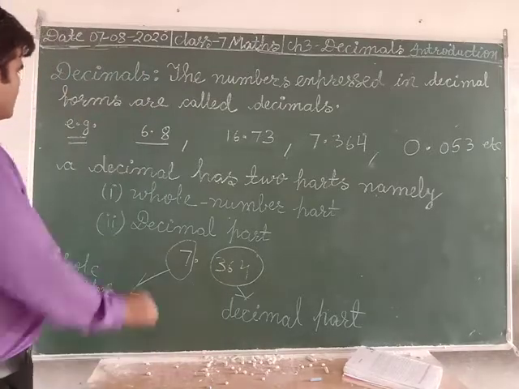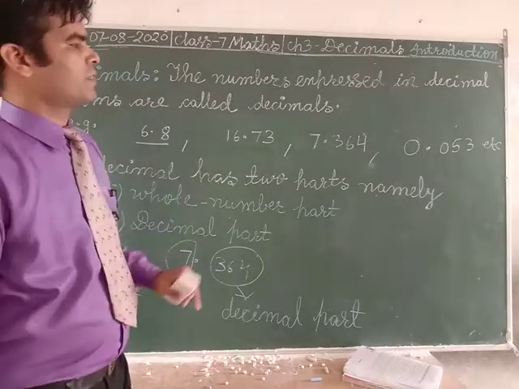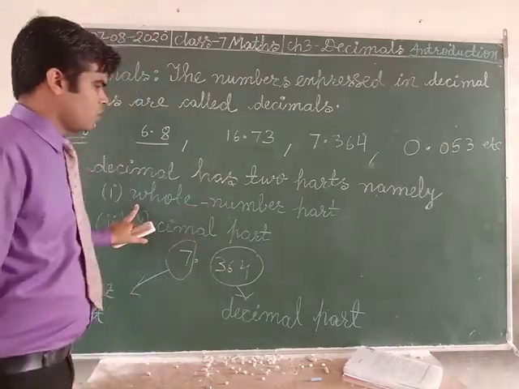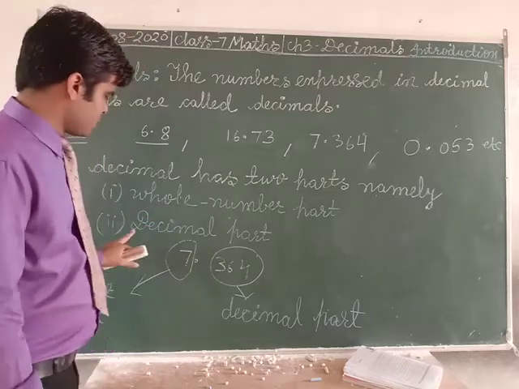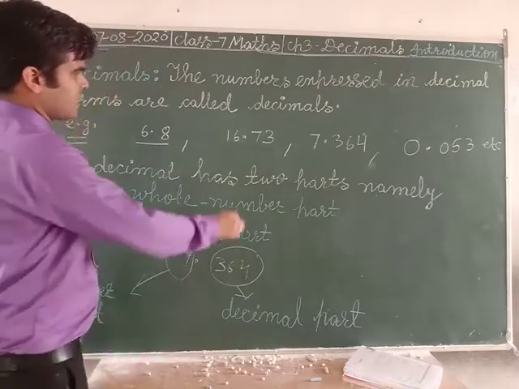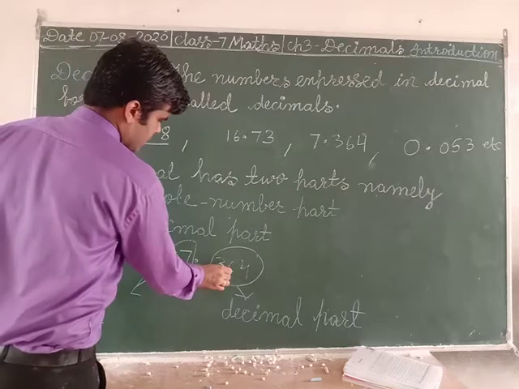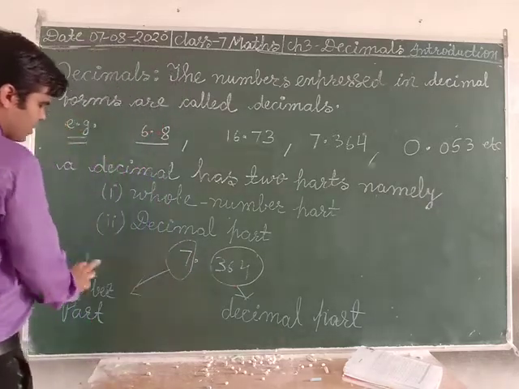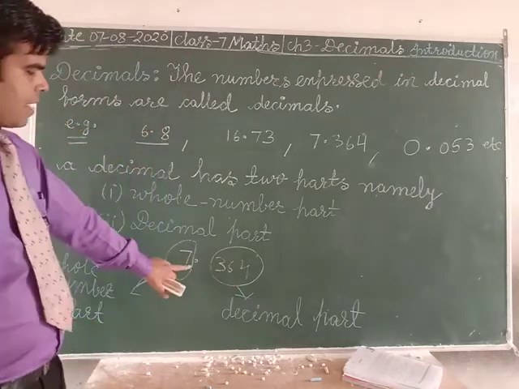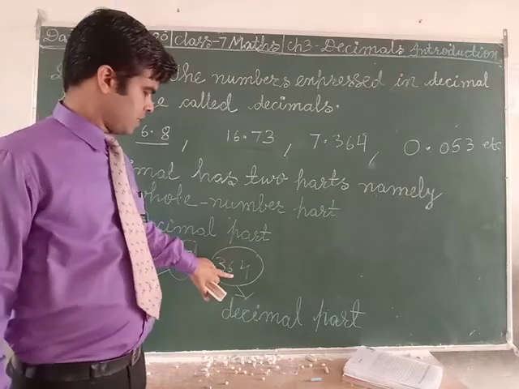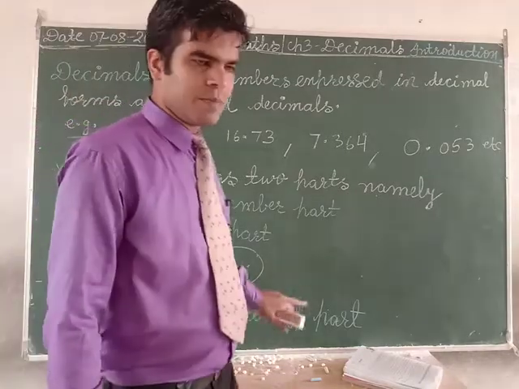So, students, a decimal has two parts. Okay, first is called the whole number part, and second is called the decimal part. See the example of 7.364. This 7 is the whole number part, and after the decimal point, 364 is called the decimal part.